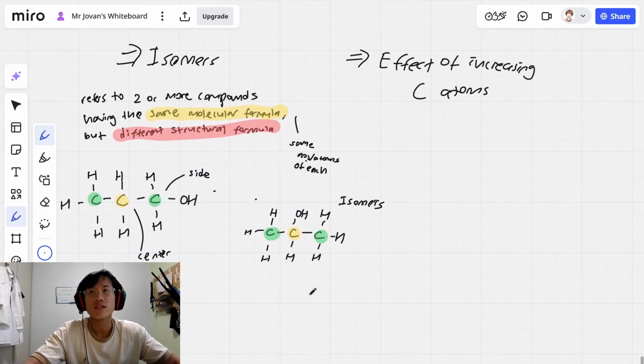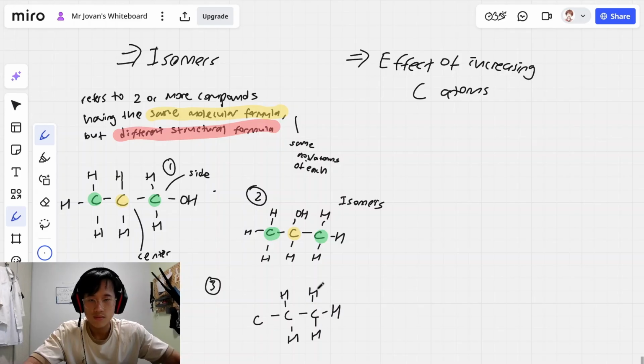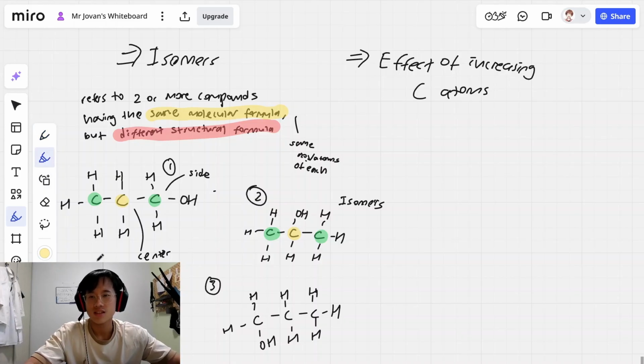Now I'm going to draw another one, and you tell me whether it's an isomer of the first one. Okay, let me put a number. 1, 2. Okay, let's try drawing 3 down here. Right, is this an isomer of this? No. Why are they not? They look so different. The OH is suddenly here, the OH is here. They are not the same.